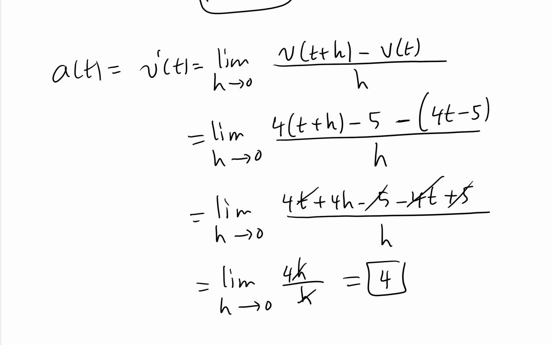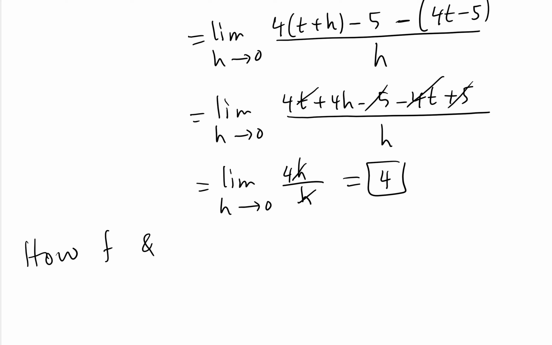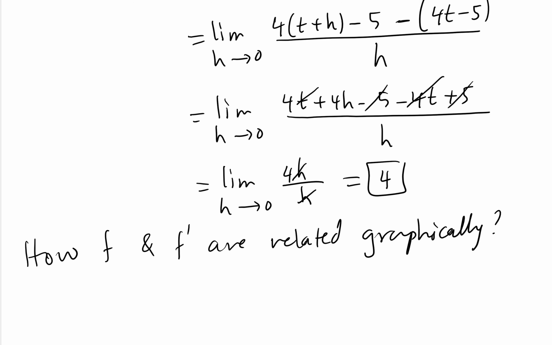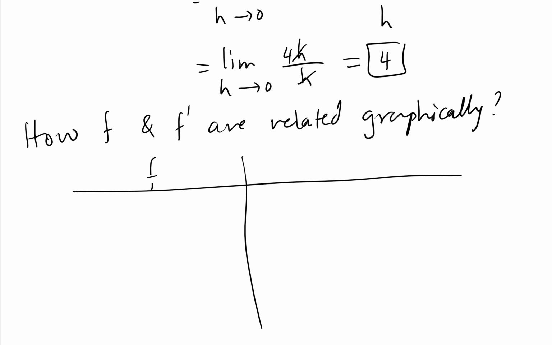Now, one last thing to talk about here, how f and f prime are related graphically. I have a chart here that I came up with. This is the graph of the function, that's its derivative. So if the graph of the function goes this way, it either has a minimum point or a maximum point like that, then the graph of its derivative at that point will go on the x-axis. It will become on the x-axis.